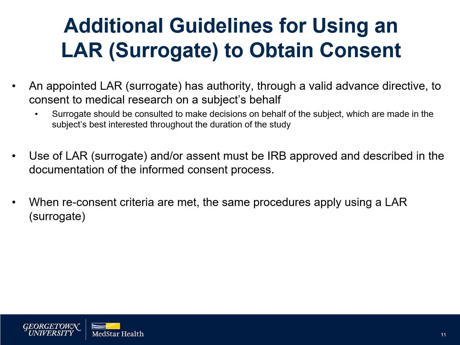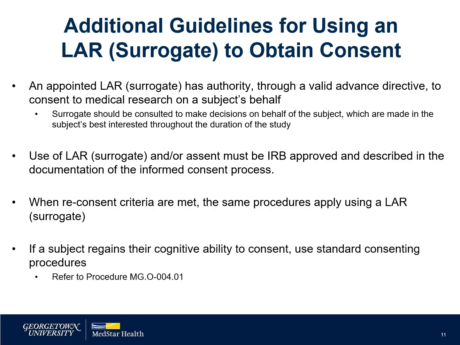Consenting is an ongoing process. All applicable criteria that would trigger reconsenting a research subject in any way will apply to research subjects whose consent has been provided by a surrogate. A research subject who regains cognitive ability to consent must be consented using standard consenting procedures. For guidance on standard consenting procedures, please refer to Procedure MG-O-004.05.